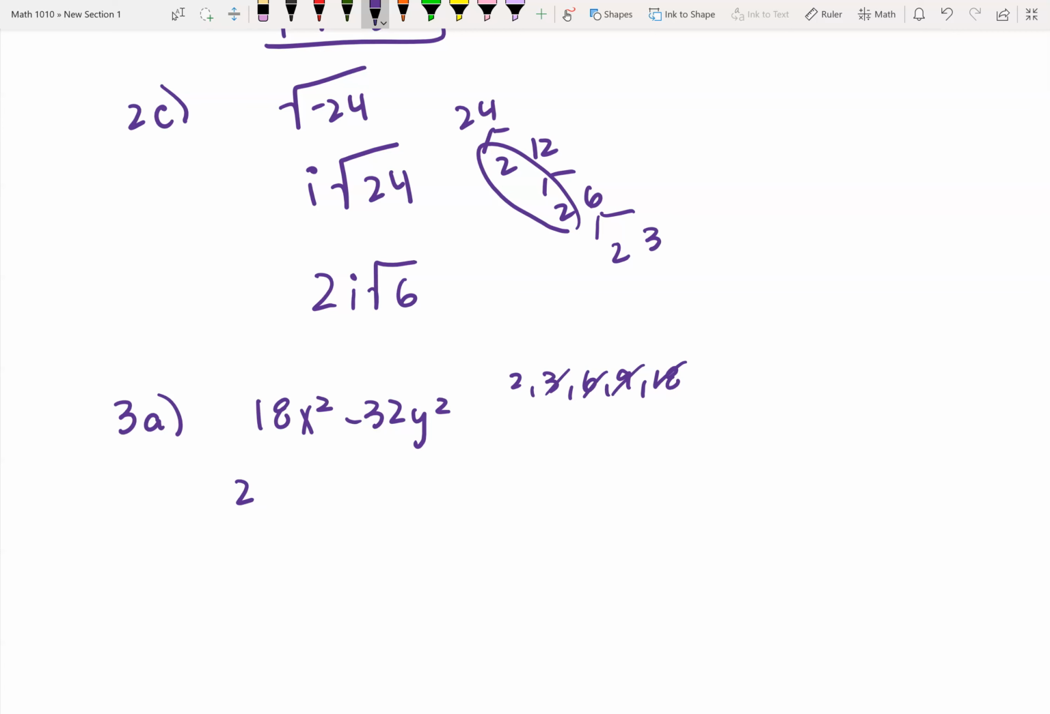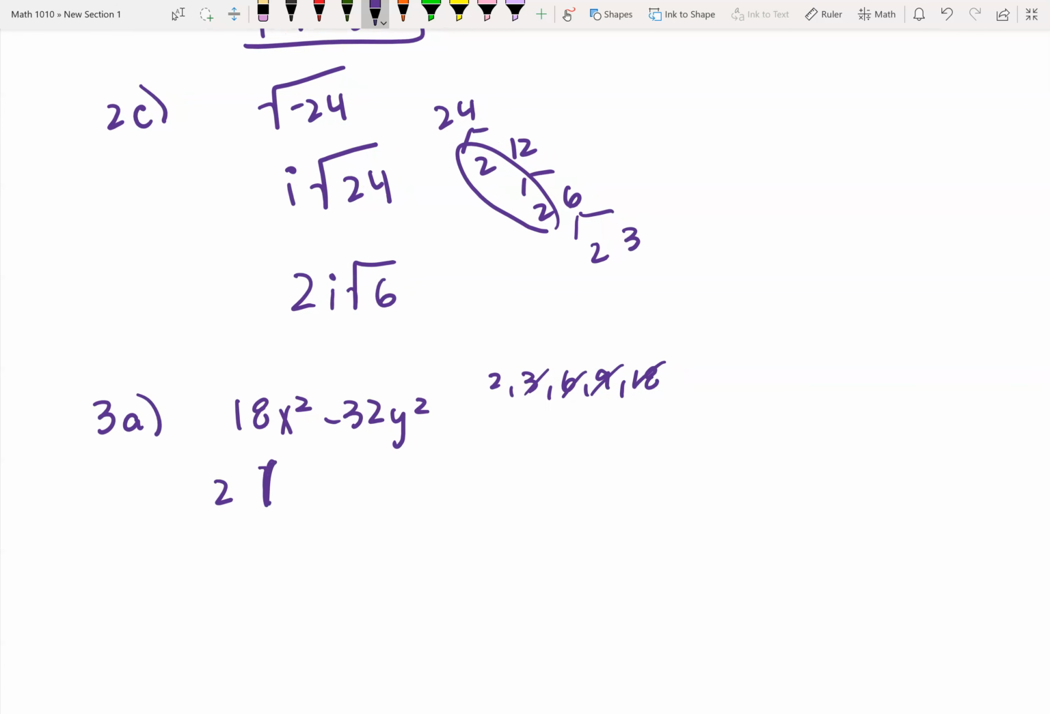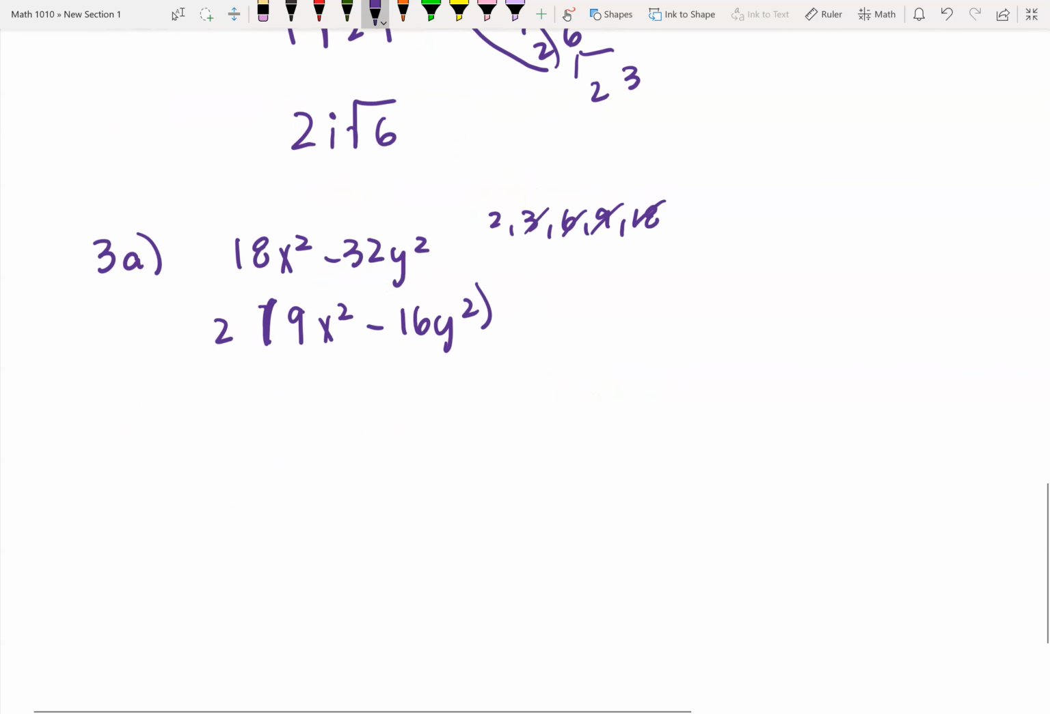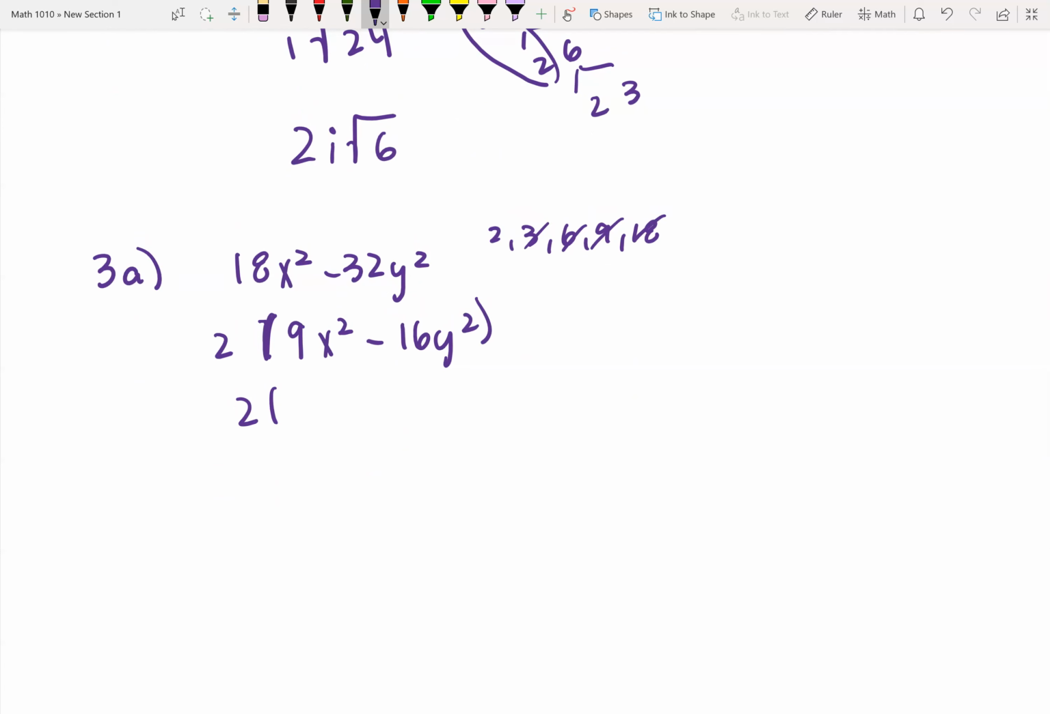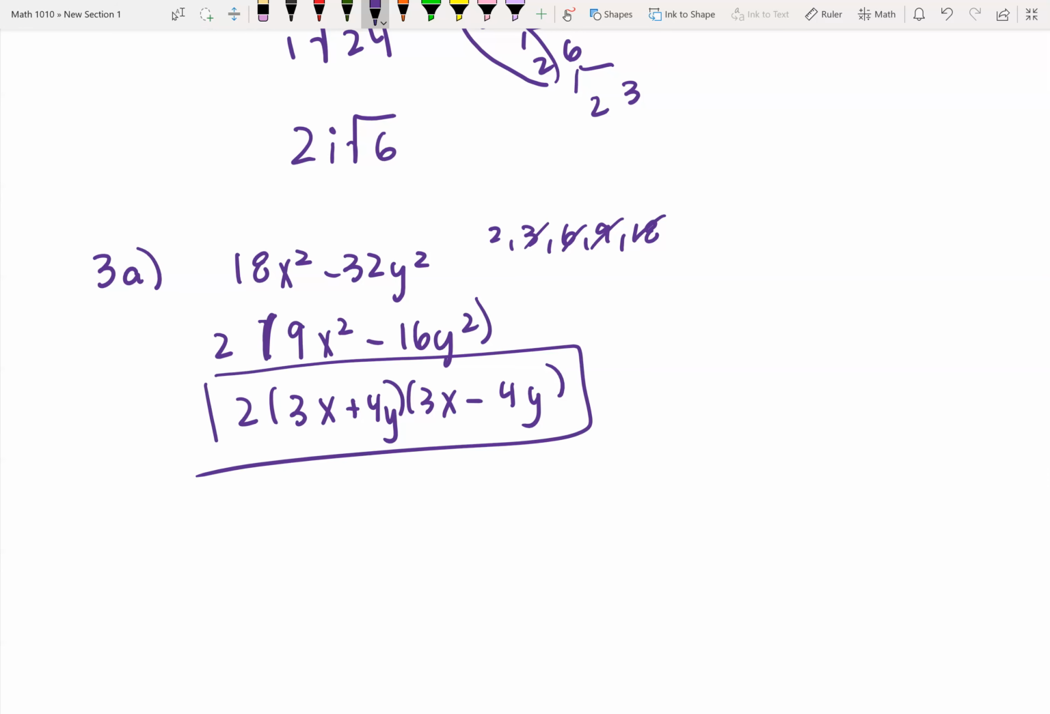So I think I might just be able to take out a 2. When I take out a 2, I'm left with 9x to the second minus 16y to the second. And now I can see that that's going to factor further. So it's going to go to a 3x and a 3x. One's a plus, one's a minus. The 16y squared goes to a 4y and a 4y. So that's your answer.